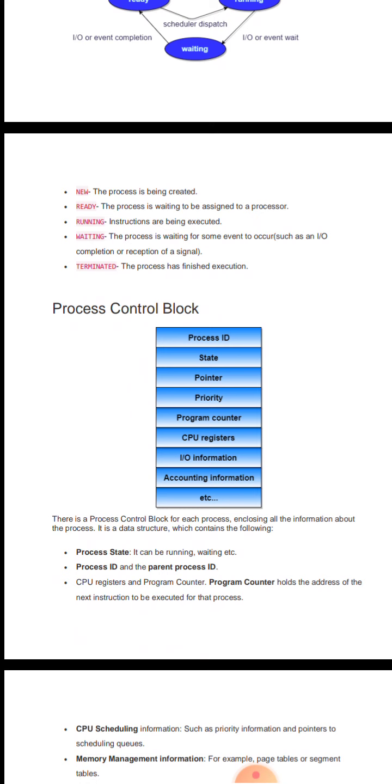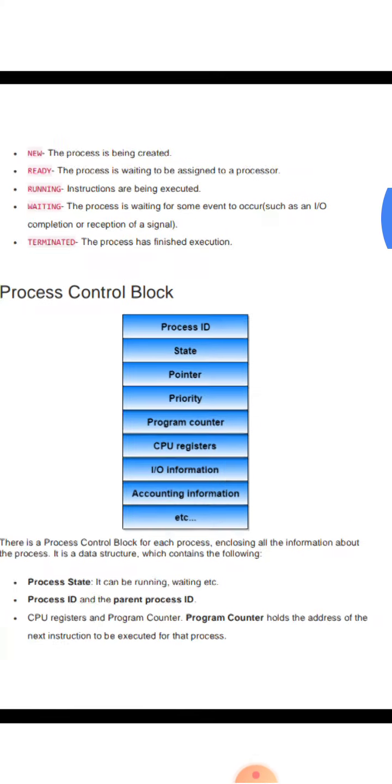Ready state, the process is waiting to be assigned to a processor. Running state is instructions are being executed. Waiting state is the process waiting for some event to occur. And last one is terminated. Termination means the process has finished execution.